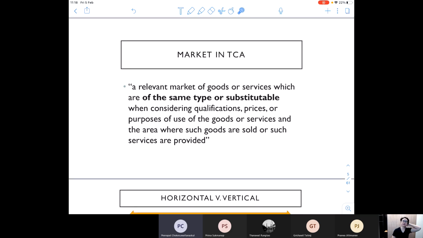When you look at the terms in the law, it says that a relevant market consists of goods and services which are of the same type or substitutable, right? When you consider all these things like qualifications, prices, purpose of use, and the area where such goods are sold. And in a nutshell, that is something that we talk about, right? The characteristic of the product and the area. So when you talk about market definition, it is this product and service and geography, right?